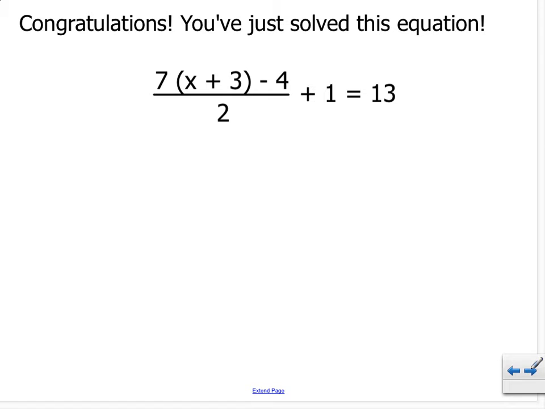Solve an equation? Yes, you really just did solve that equation. Think about what you did. You subtracted 1, so that's gone. You multiplied by 2, that's gone. Added 4, that's gone. Divide by 7, that's gone. Subtract 3, that's gone. You're left with x, and if you did all those operations to the 13, you would get your answer of 1.